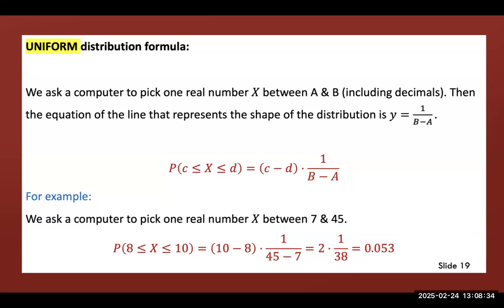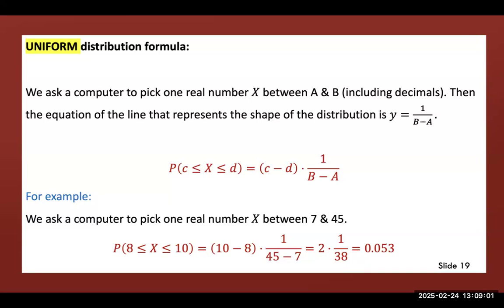And I say, what's the probability of choosing a number between 8 and 10 when I ask a computer to pick numbers between 7 and 45? Well, 10 minus 8 is 2. So we'll just take 2 and multiply by 1 over 38, and we get 0.053. So in other words, there's a 5.3% chance that when I ask the computer to pick a number between 7 and 45, it'll give me something between 8 and 10.